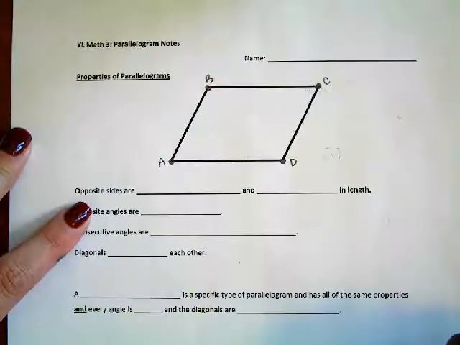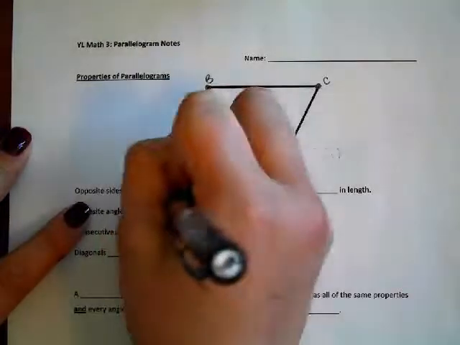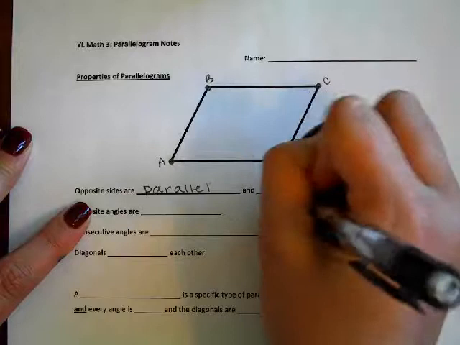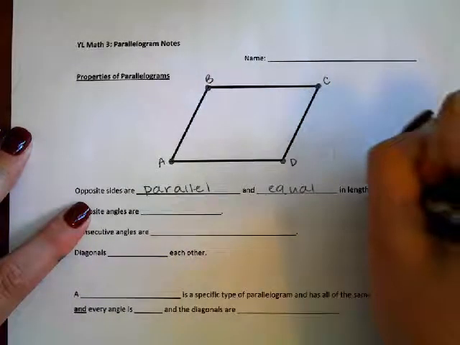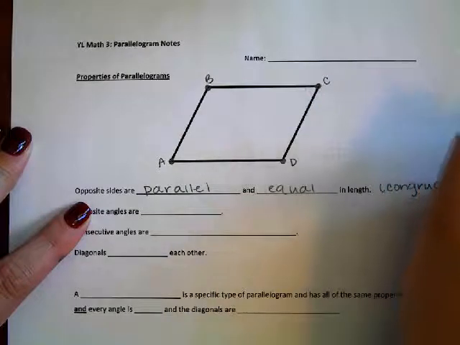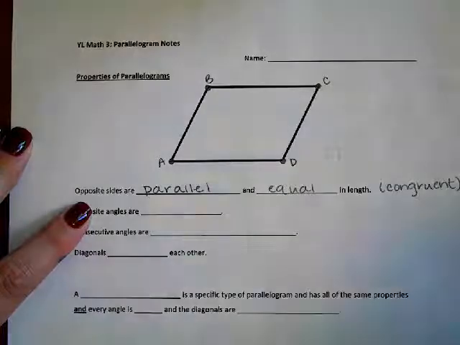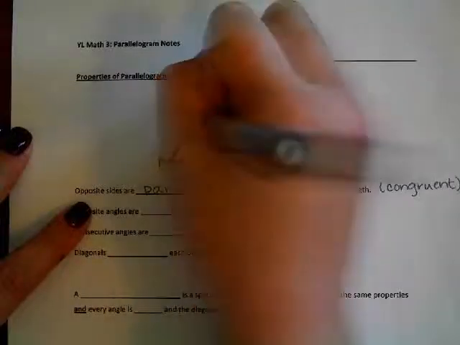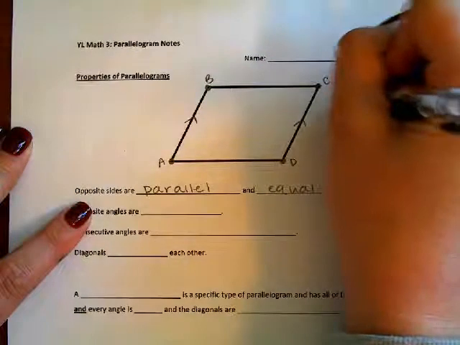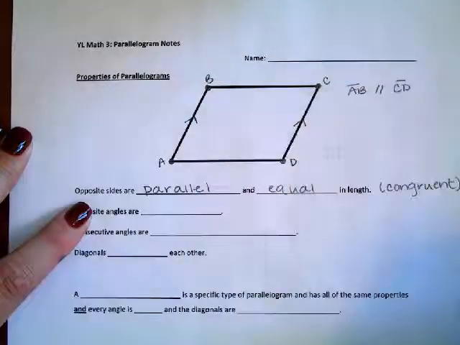So in a parallelogram, opposite sides are parallel and equal in length. And when they are equal in length, that means that they are congruent. Their sides are congruent. So when we say that they are parallel, we draw these little markings, and we would say that AB is parallel to CD.